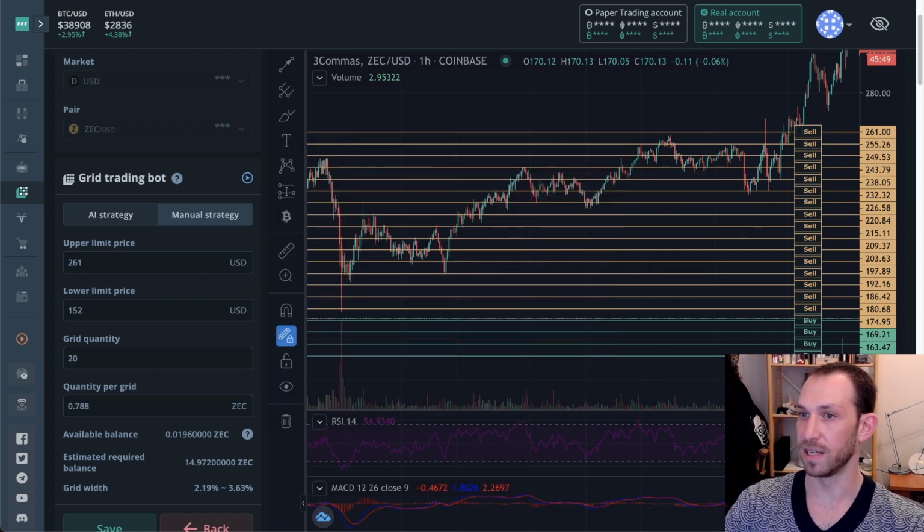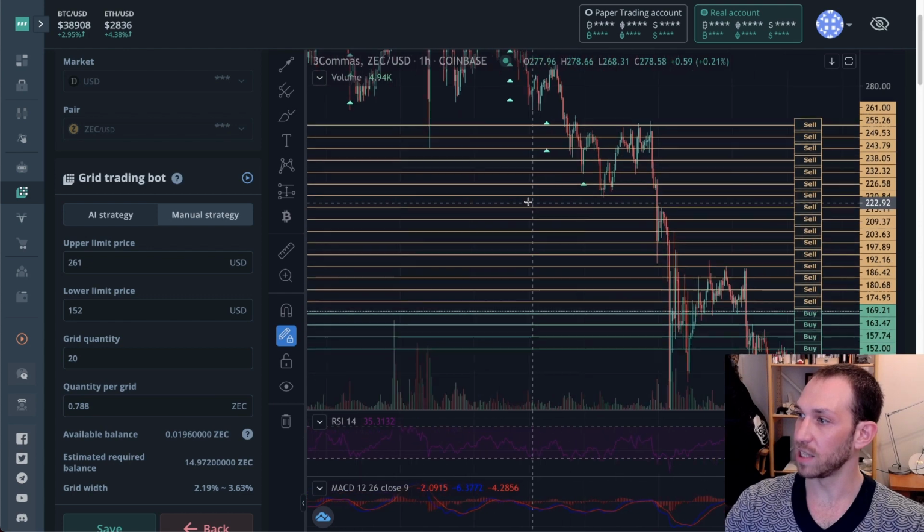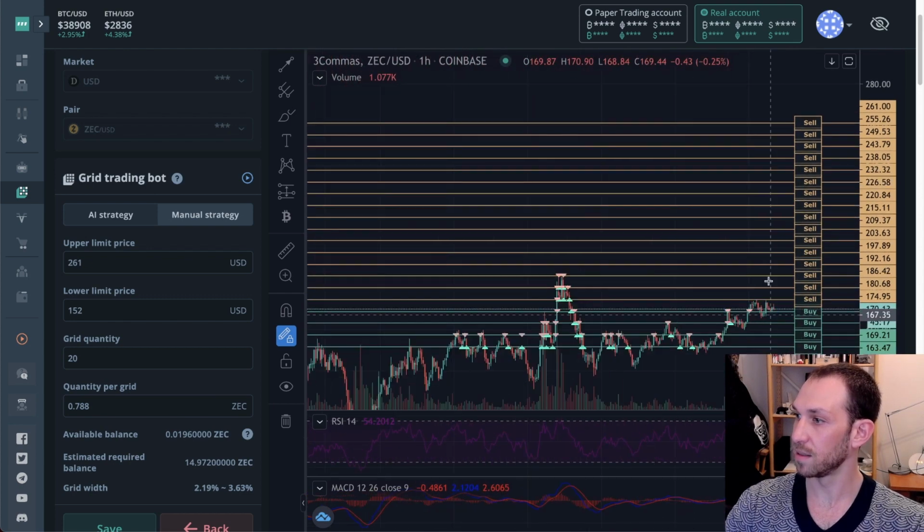It's a little bit lower because sometimes three commas will tell you that you have to buy some more coin in order to start the grid bot, even though you did the math correctly. And you can do that if you want to add more funds, but in my case, I just lowered the quantity per grid from 0.789 to 0.788 to get around that issue. If the price fully recovers and goes up and passes through the top of the grid, then I would be left with a minuscule amount of Zcash that I could sell at a profit manually.